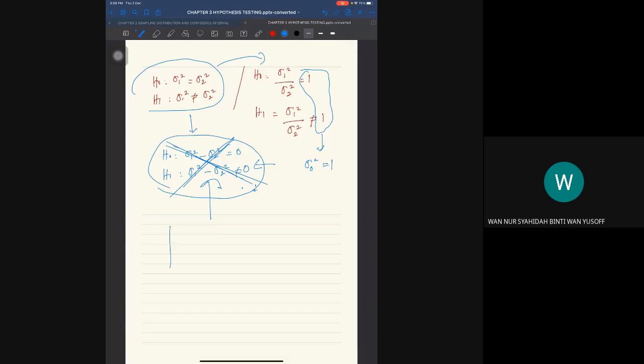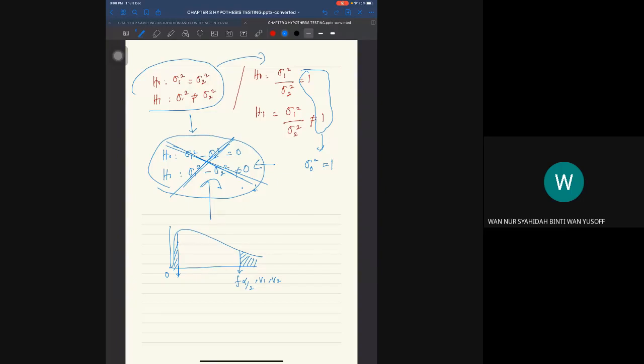So the F distribution, similar to chi-square, is a positive distribution, so it starts from 0. Let's say that we have two tails here, then the upper critical value is F alpha over 2, nu 1, nu 2. So this is different from what we have in the confidence interval.